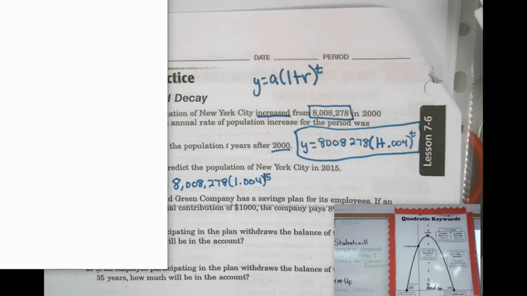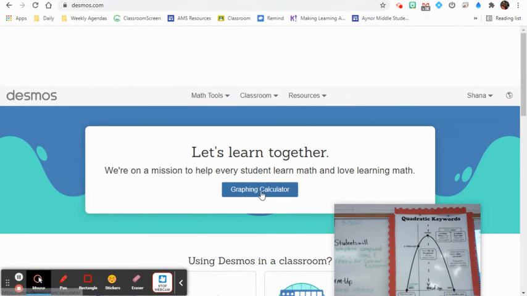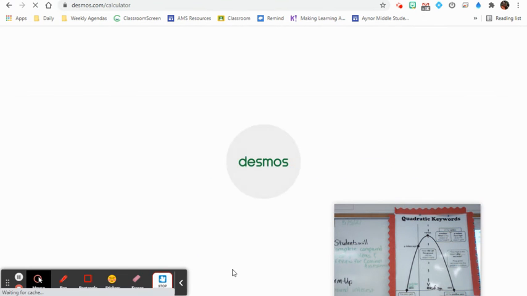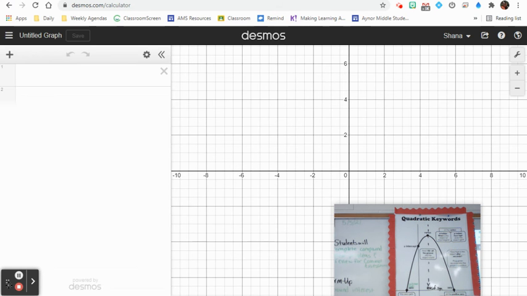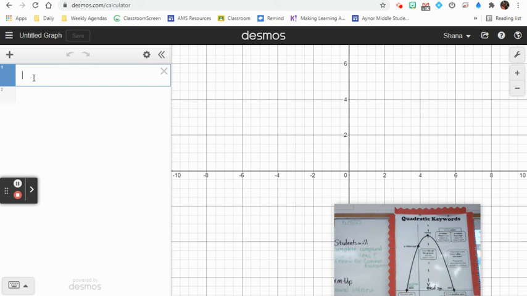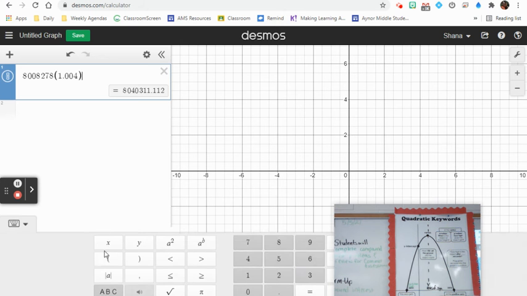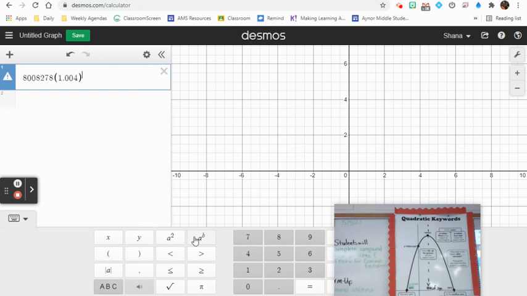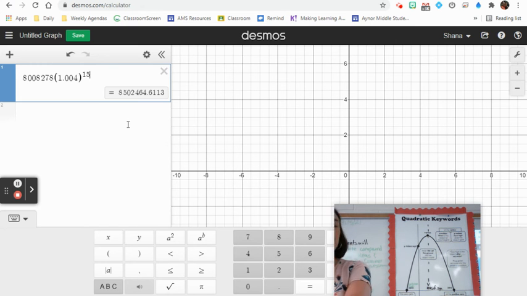Now, this is population. Can you have part of a person? No. So you got to remember you have to round it. We can't have part of a person. So that is 8,008,278 times 1.004 to the 15th power. You forgot the plus sign. Well, I went ahead and added it. Okay. But if I had put the plus sign, it would have given me the same thing. And so my number is, and I'm going to leave it up there while I write it down, and then I'll show it to you. It's 8,502,464. Because remember, we can't have part of a person.